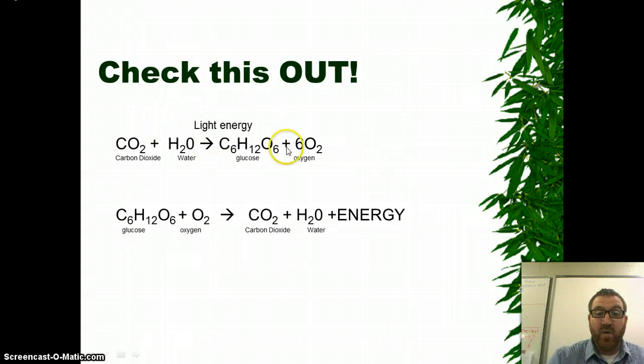Hopefully you said this top one is photosynthesis because it requires light, right? Carbon dioxide, water. Look, the left side of this equation is almost identical to the right side of the respiration equation. Same thing with this up here. Glucose and oxygen, look, it's the products of photosynthesis, which are what you need for respiration to occur. Pretty slick, eh?